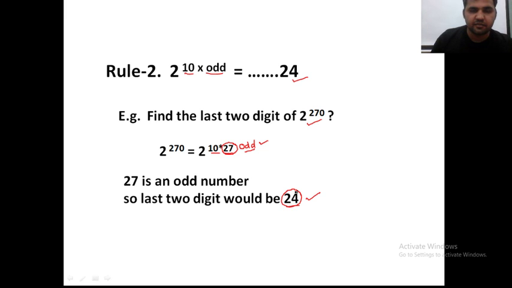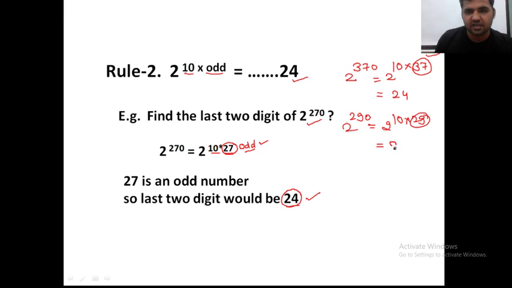For example, if I ask you to find the last two digits of 2 raised to power 370, you just have to see this can be written as 2 raised to power 10 into 37. 37 is an odd number, so you will say the last two digits would be 24. 2 raised to power 290 can be written as 2 raised to power 10 into 29. 29 is an odd number, so you will say the answer is 24. 2 raised to power 270, we have just discussed it, the last two digits would be 24.